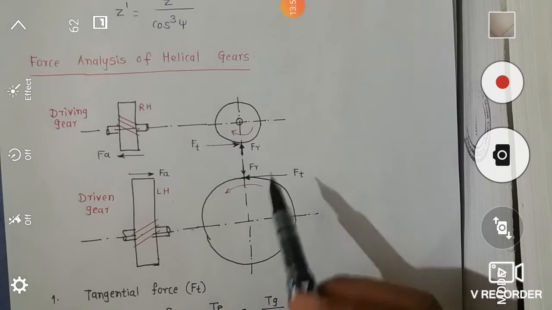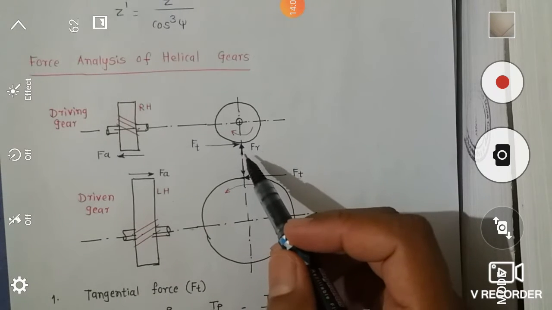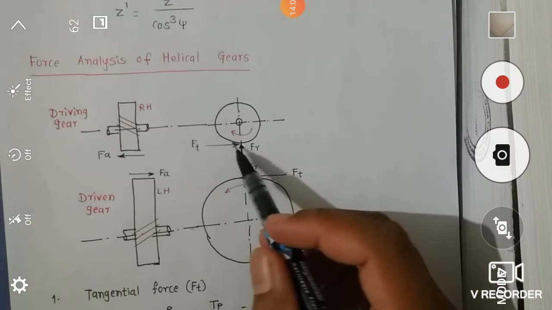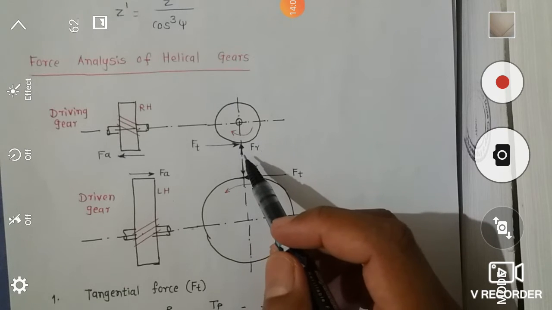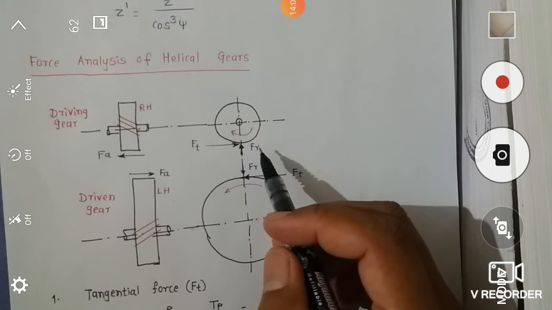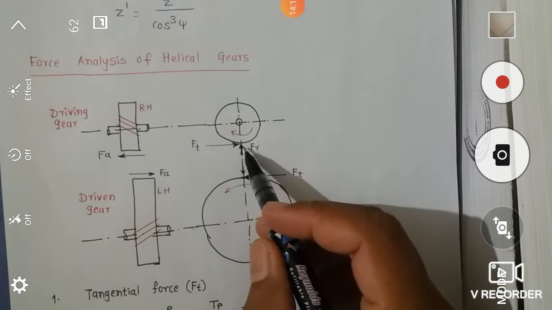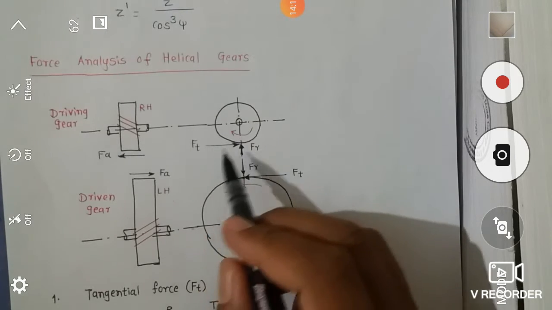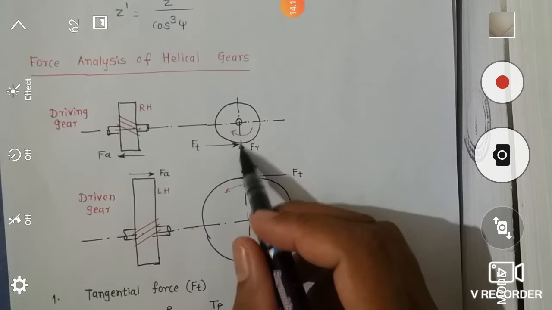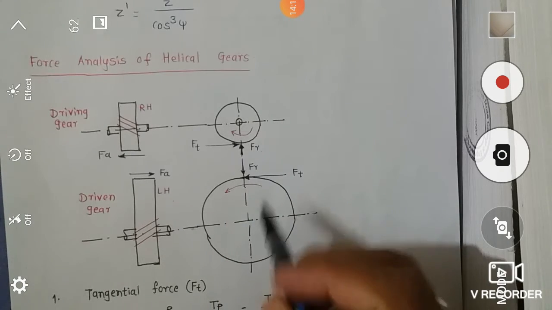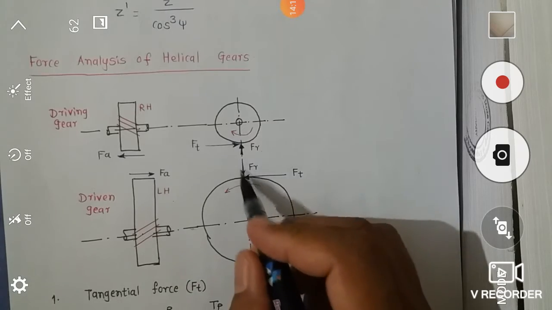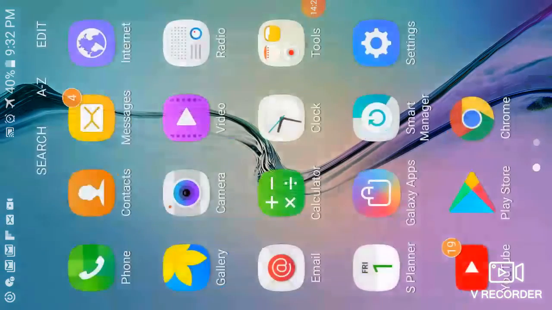If we see the direction for the three forces, then Fr and Ft, this direction is the same as what was discussed in spur gear design. I want to revise again. Fr acts towards the center of the respective gear. If we consider the top gear, then Fr acts in the upward direction. If we consider the bottom gear, then Fr is shown in the downward direction.